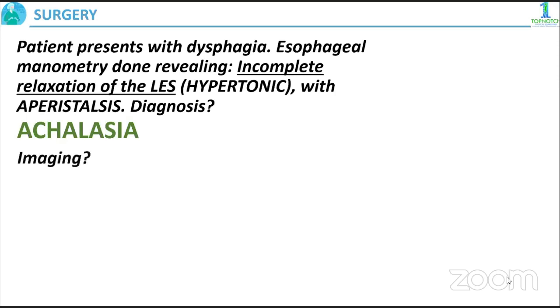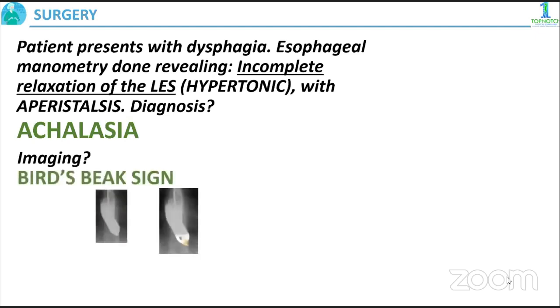So what are the imaging modalities? We can use X-rays, we can use upper GI series, where we identify the bird's beak sign. The bird's beak sign is where you have a beak at the point where the muscles of the esophagus are so tense, it's not allowing any contrast to pass through. So that's your achalasia. What's the treatment? If the problem is the muscles, what do you do? You relax those muscles by doing incisions. You can do it laparoscopically, you can do it open. We have the Heller myotomy. Myotomy, muscle-tomy, muscle splitting. You just split the muscles to allow it to relax.